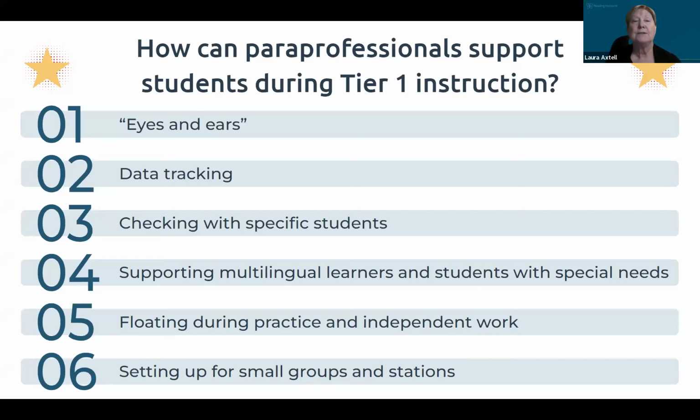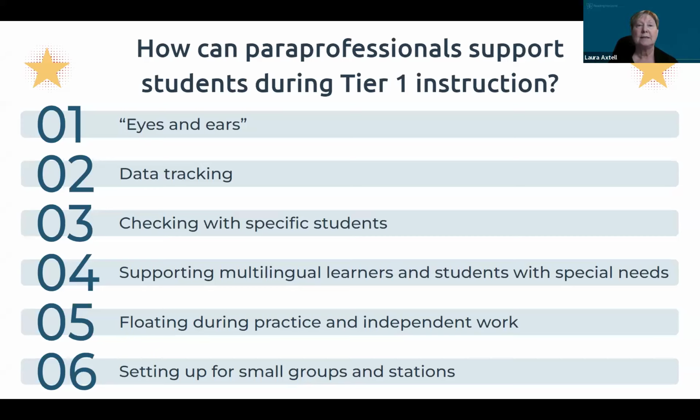Supporting multilingual learners and students with special needs during Tier 1 instruction. So the teacher's talking about something, maybe they're showing something, and just having somebody go to that student and doing a translation or explaining something to them very quickly can be really, really helpful. Or just to let them know, after the lesson, I'm going to pull you and we're going to talk about what that lesson was just about.